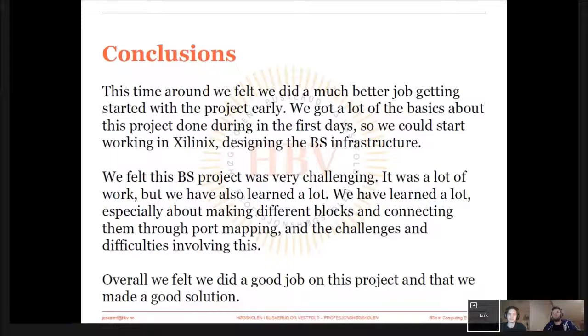We felt this boundary scan project was very challenging. It was a lot of work, but we also learned a lot. We have learned a lot, especially about making different blocks and connecting them through port mapping, and the challenges and difficulties involving this. Overall, we felt we did a good job on this project and that we made a good solution.